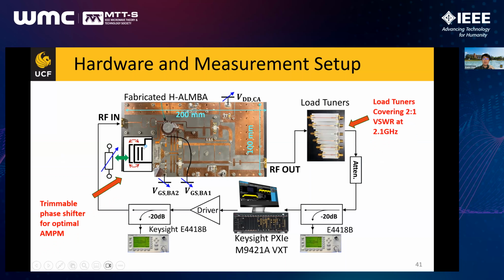And here, this different phase offset line is being realized with a trimmable phase shifter. So basically, we add different patches to this phase shifter so that we can tune the length of this delay line, such that the AM/PM linearization can always be achieved at different frequencies.